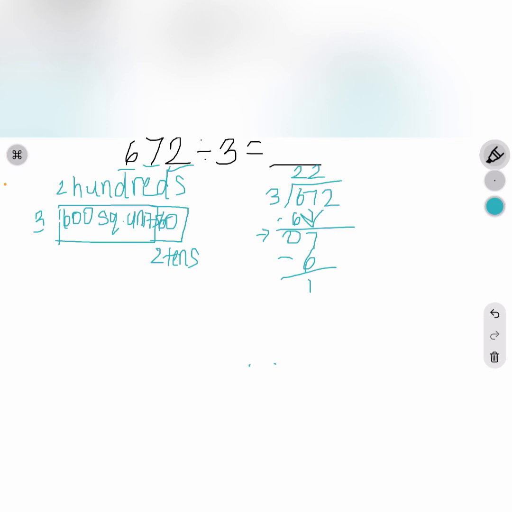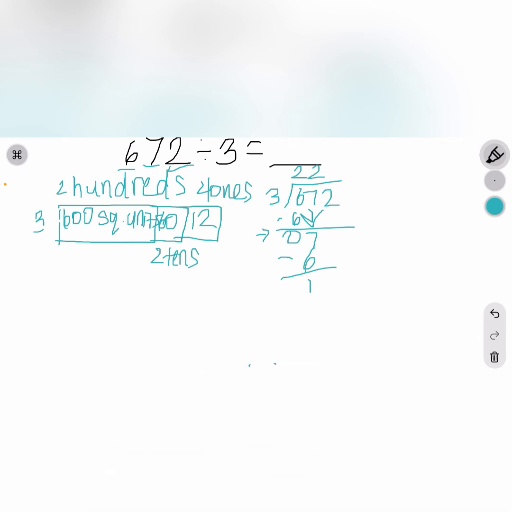Now 3 times how many ones will get us as close as possible to 12 ones? Well, I know 3 times 4 ones will give me 12 ones. So let's add 4 to the length of our area model. I'll write it on top. We have 4 ones. Now I know that 4 ones times 3 gives me 12 more units. So I'm writing 12 in my area box.